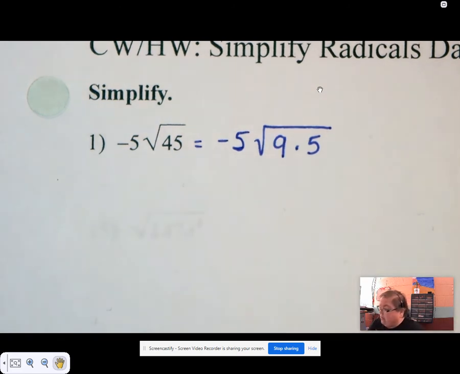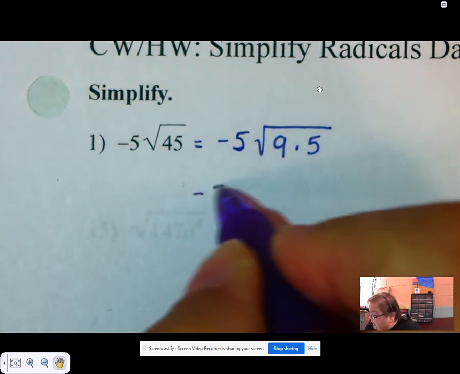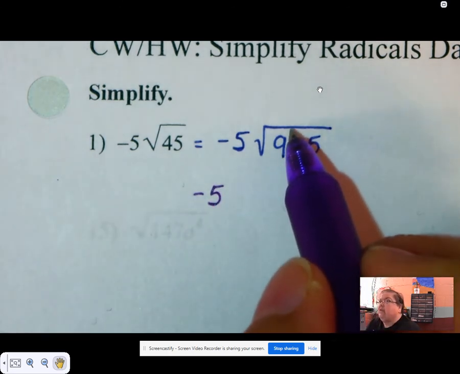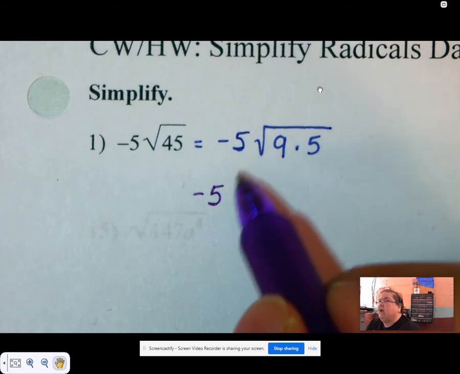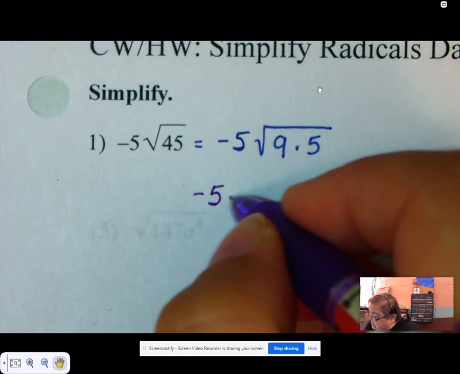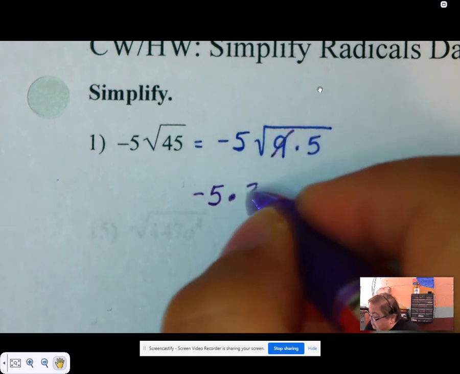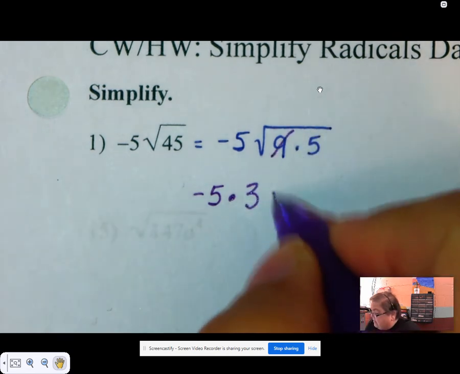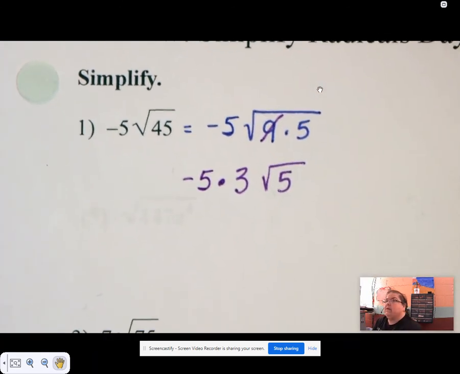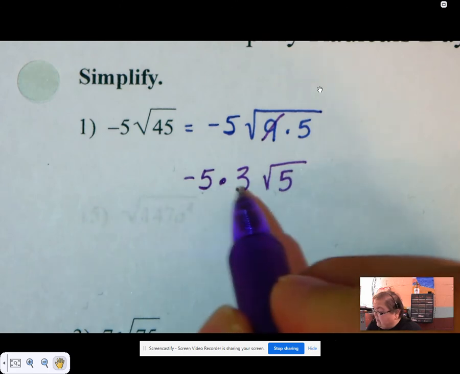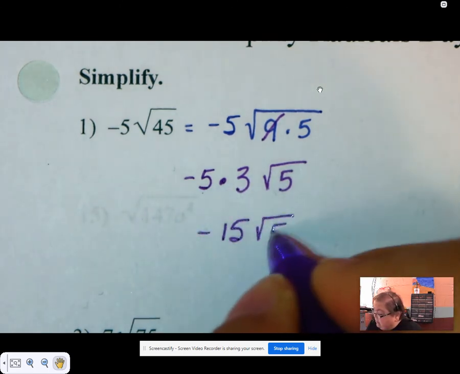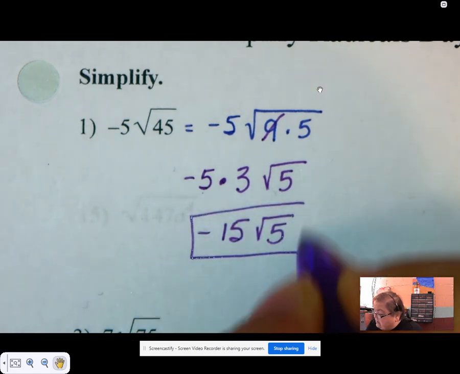So from here, I still have this -5 on the outside. Any root, when I take the root of it, when I place that outside the symbol, it's now multiplication. So the root of 9 is 3, 5 stays inside. So then I get -5 times 3 is -15. Root 5 is the answer.